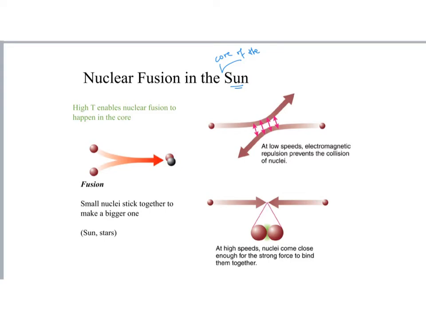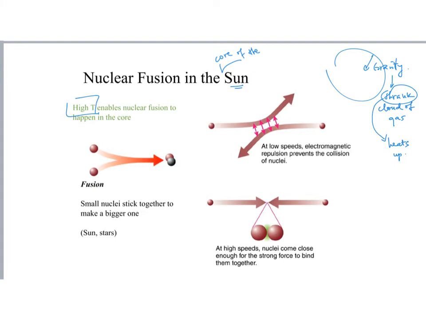Here's how all those hot photons are produced. First of all, it was gravity that shrunk the cloud of gas, and with the shrinking there was an increase in kinetic energy, and it basically heats up. So we have high temperatures. Now these are critical because it's only at high temperatures that nuclear fusion will happen in the core.